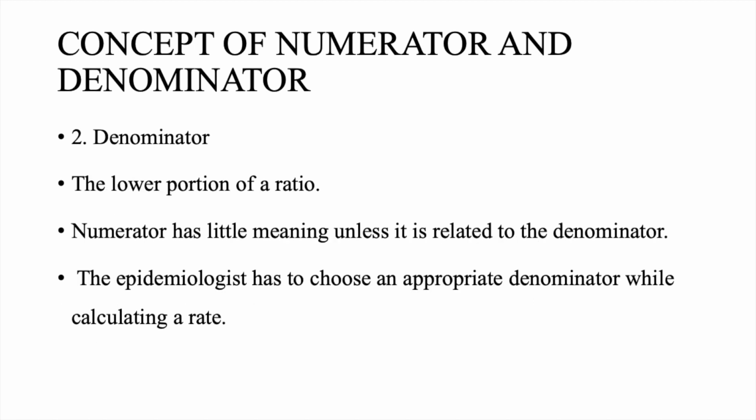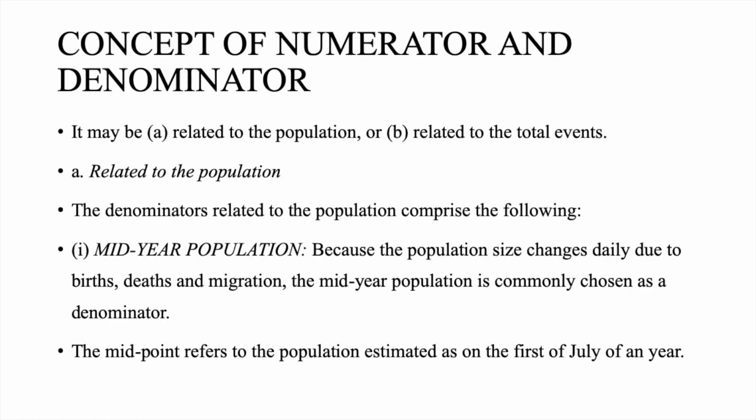Denominator, the lower portion of a ratio. Numerator has little meaning unless it is related to the denominator. The epidemiologist has to choose an appropriate denominator while calculating a rate. So it may be related to the population or related to the total number of events. When it is related to the population, the denominators comprise the following.